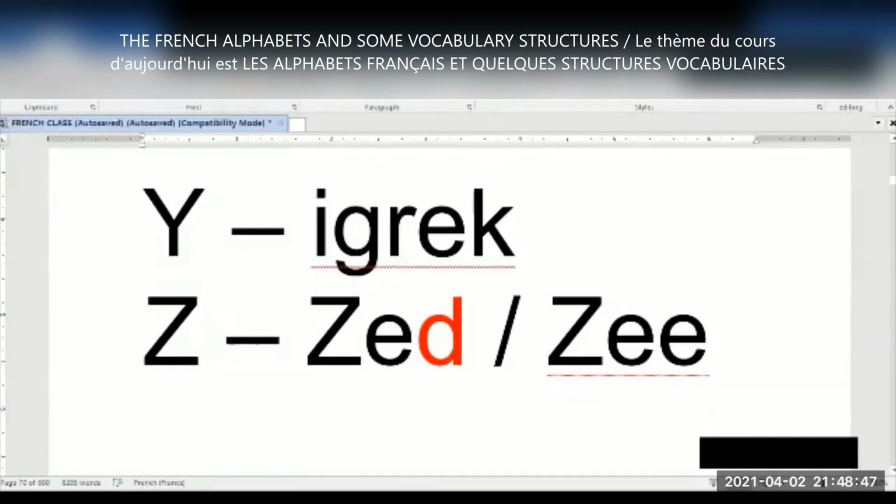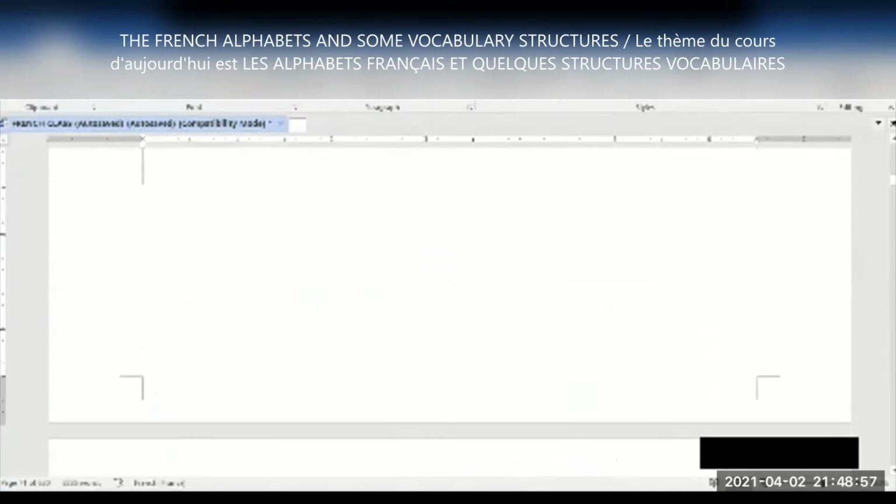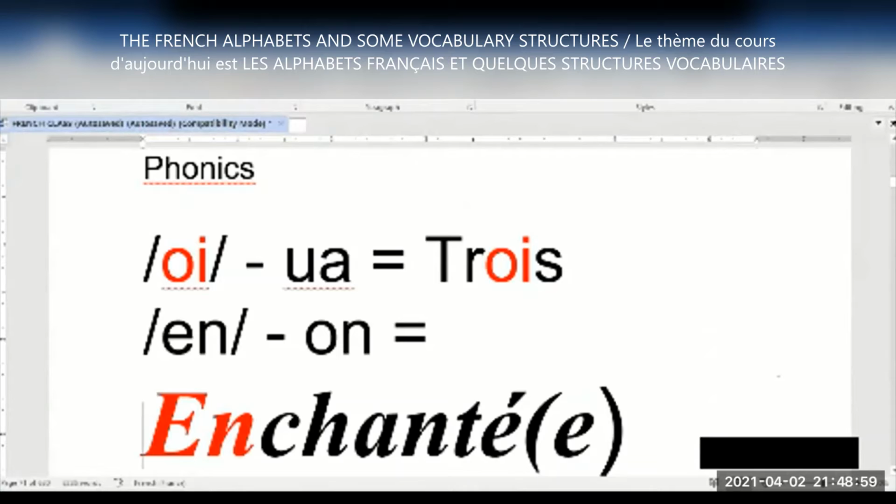So I'm just taking you through some notable phonics around the alphabet learning. These are some phonics you should remember. Where you have OI, it's pronounced as OA. Example, par exemple, avec le mot trois, with the word three in French. Trois. That is OI. You can also see that in soixante.